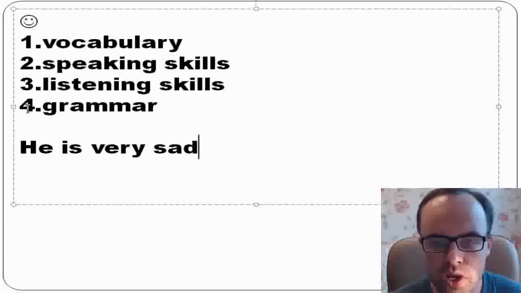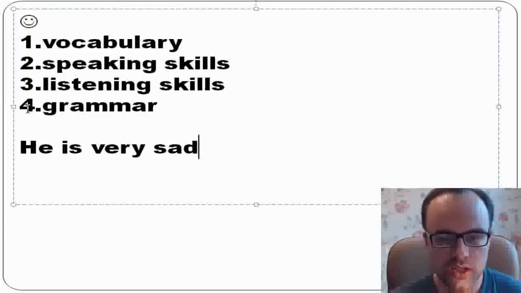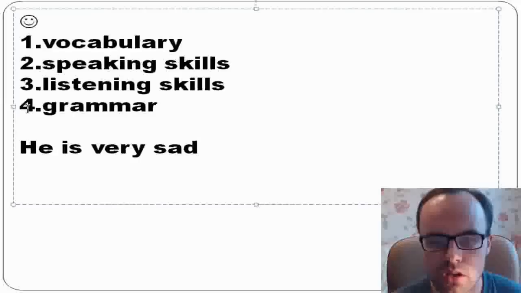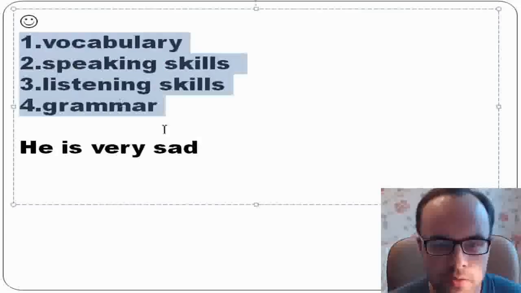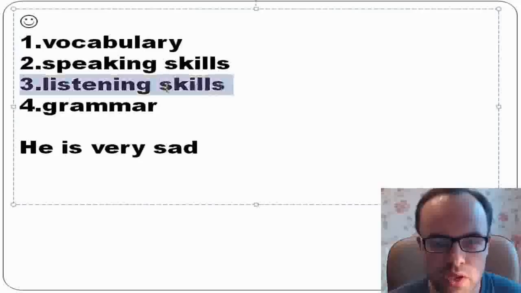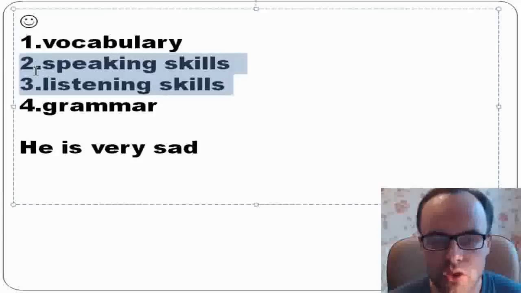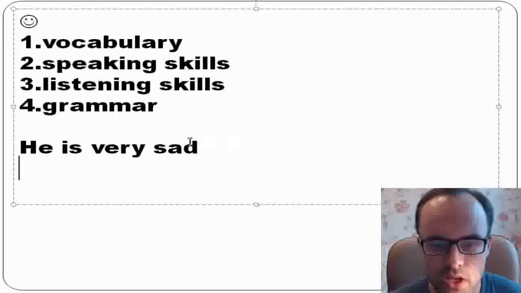Okay, let's work a bit and make this sentence sound more advanced. Let's say it like an advanced student. How can we change it? You see, there are four things, but we can do nothing about listening skills and speaking skills, because we don't need to listen or speak here. So we just need to change our vocabulary and grammar, not just a bit, but greatly. What's wrong about vocabulary? Sad, this word is quite simple. Absolutely, this word is quite simple.